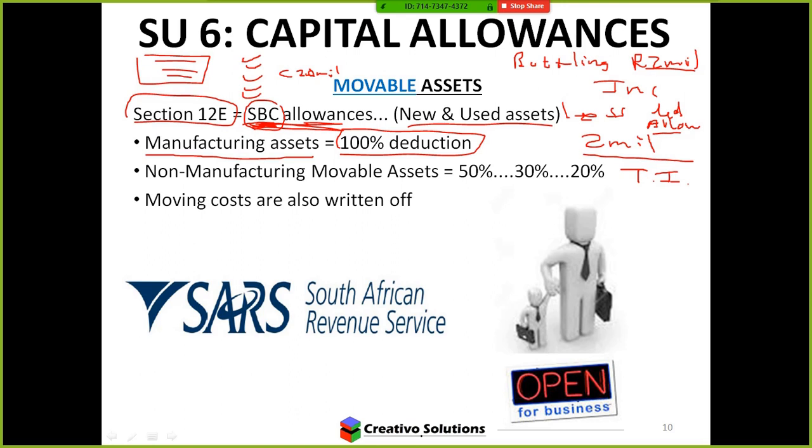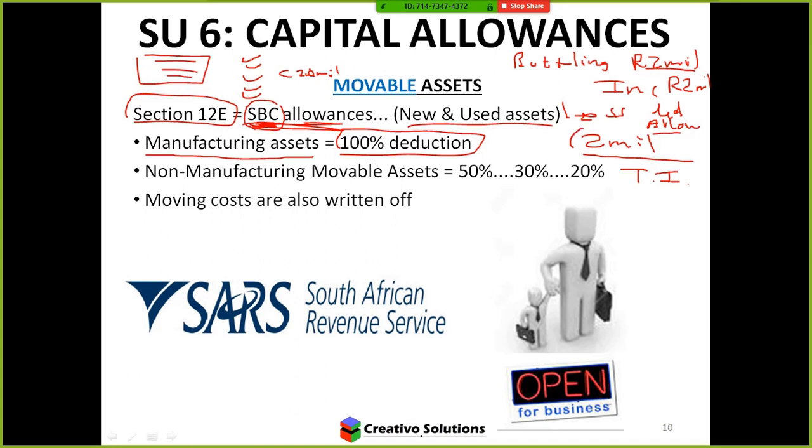Do you see it? Okay, so what is the benefit here? Well, that basically says whatever you purchased in that particular year, as long as you're an SBC, you're going to claim 100% back in terms of SARS. So basically, if you made income, let's say you sold wine amounting to 2 million.